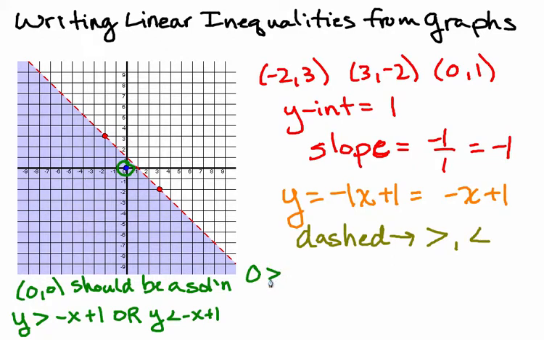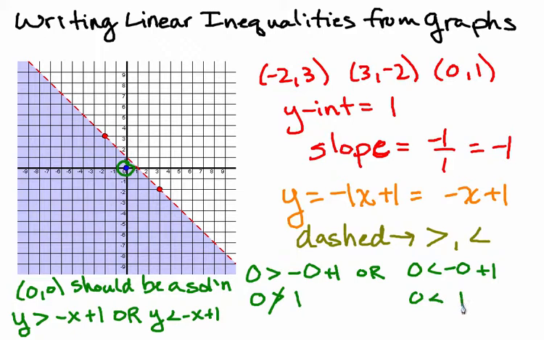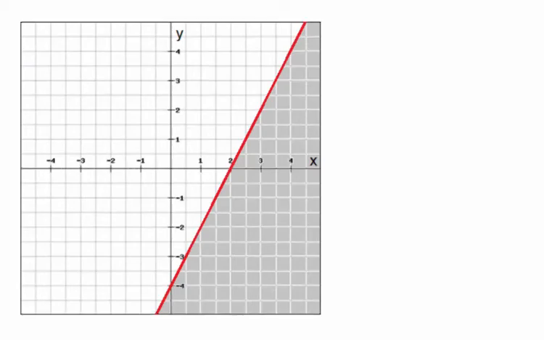So perhaps 0 is greater than -0 plus 1, or perhaps 0 is less than -0 plus 1. Well, here on the left, we get 0 is greater than 1. Well, that's not true. And here we get 0 is less than 1, and that is true. So this inequality, y is less than -x plus 1, is the inequality that corresponds with our graph because we found that (0, 0) was a solution of that inequality and we had already found our boundary line.